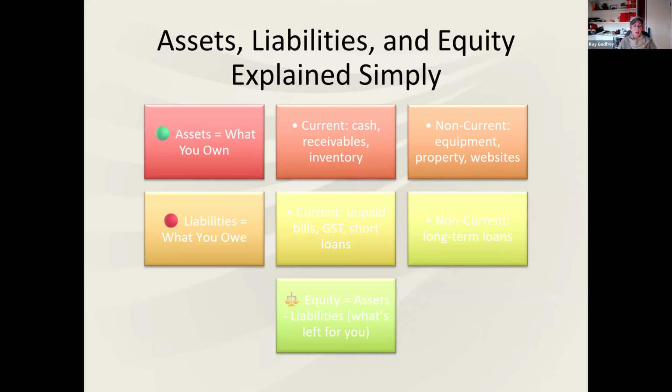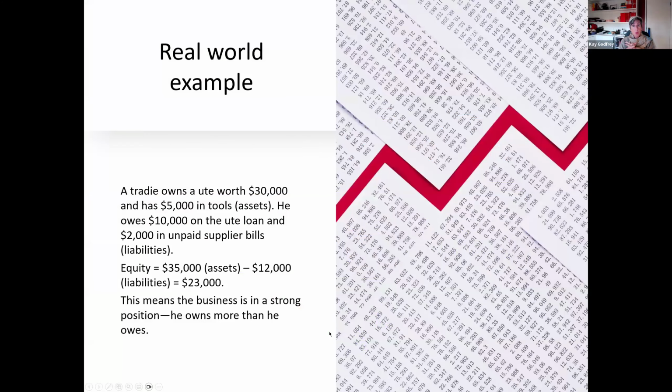So it's what's left over for you. So an example, a tradie owns a ute worth $30,000 and has $5,000 in tools, which are assets. He owes $10,000 on the ute loan and $2,000 in unpaid supply bills, which are his liabilities. His equity is the $35,000, which is the ute and the tools, minus $12,000, which is the 10 and the 2, his liabilities. So that's $23,000. This means the business is in a strong position. He owns more than he owes.